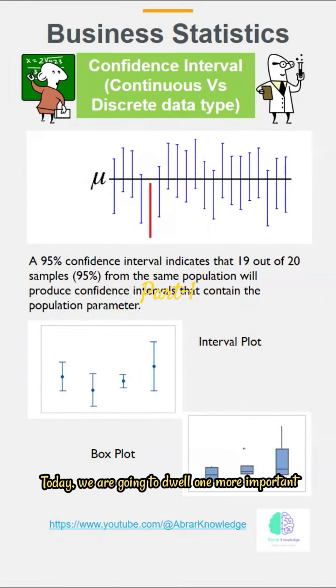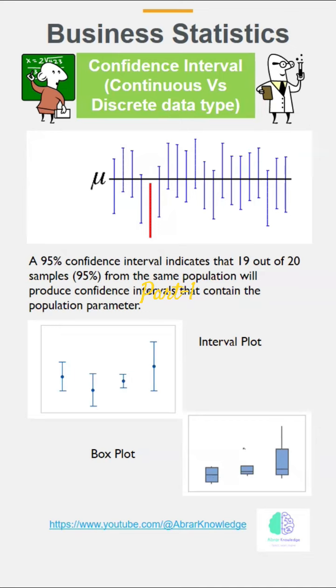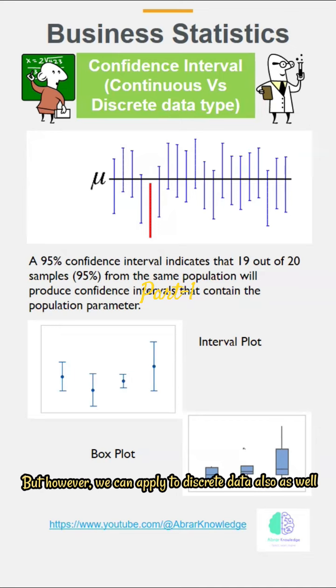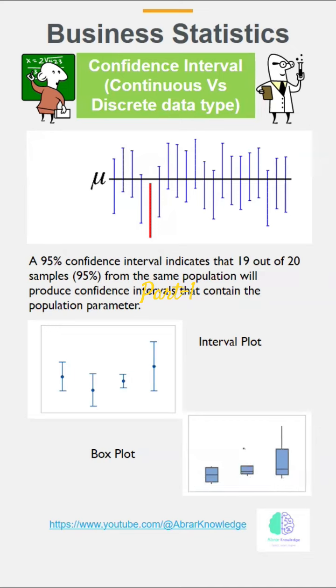Today we are going to dwell on one more important topic from a business statistics perspective: confidence interval. Whenever we say confidence interval, we tend to think that it applies only to continuous data, that is variable data, or anything which you can measure. However, we can apply it to discrete data as well. Discrete data is also known as attribute data. We can apply it. How? Let's go further.